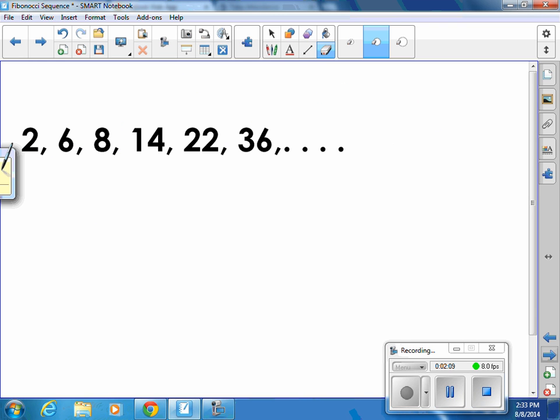Let's check to see if it's linear. 6 minus 2 is 4. 8 minus 6 is 2. Not the same difference, so it's not linear.